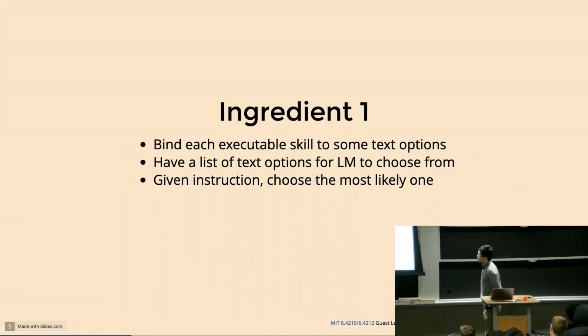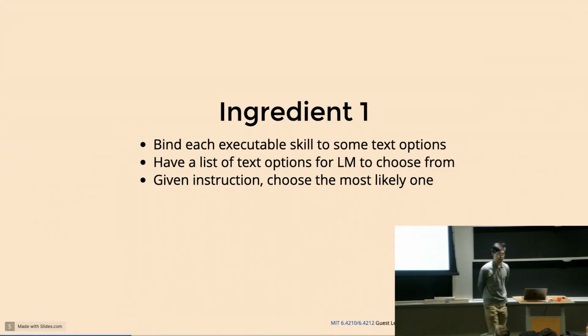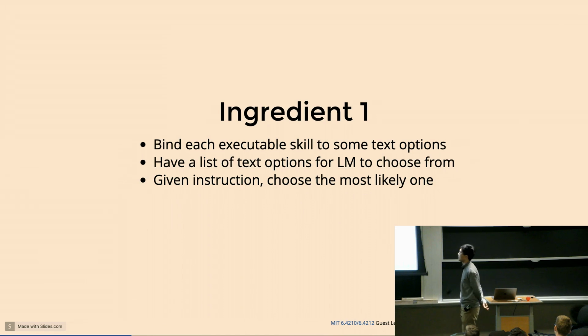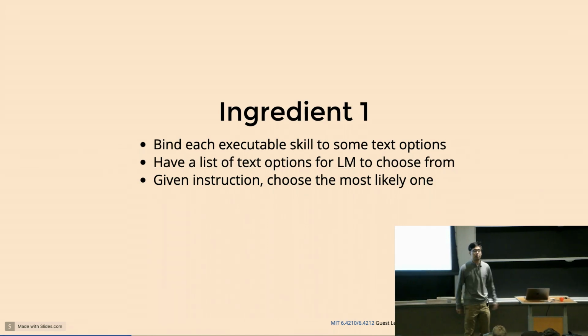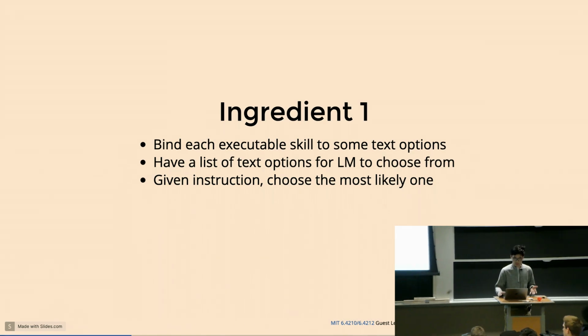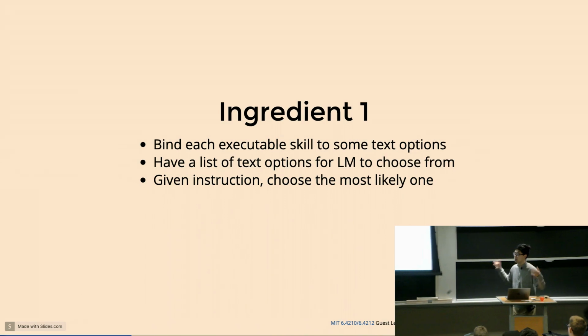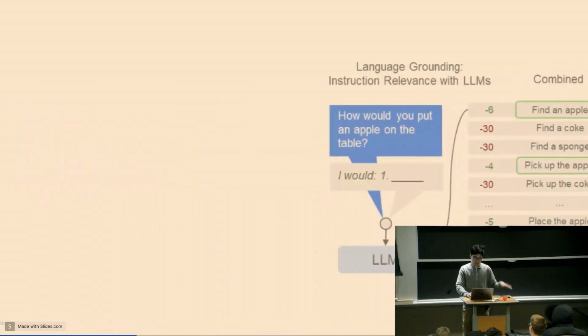However, how do we connect this unstructured thing to our structured algorithm? The first ingredient is that you need to bind each executable skill to some text options. Imagine that my robot is equipped with a skill like picking up an apple, another skill like picking up a book, and you want to bind them to text options that the large language model can choose from. Second, you have a list of text options for the language model to choose from, and finally you give your language model your instruction. For example, say, can you bring me some fruits? The large language model will predict that picking up an apple should be more likely than picking up a book to feed you.